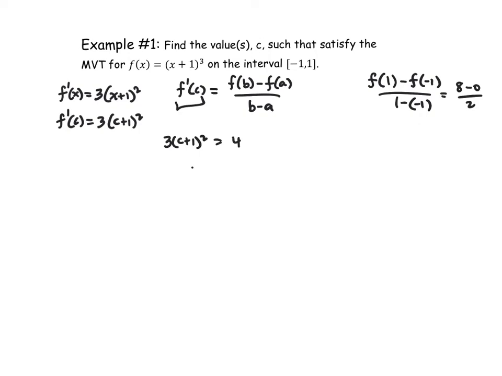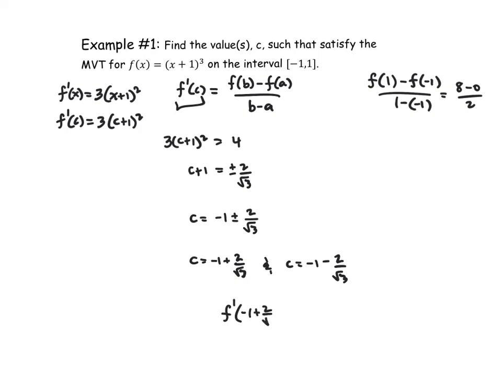Okay, I'm going to divide by 3 and take the square root. That'll be plus or minus. If I take the square root of 4, I get 2. Take the square root of 3, I get square root of 3. So it looks like c will equal -1 plus or minus 2 over the square root of 3. So c equals -1 plus 2 over root 3, and c equals -1 minus 2 over root 3. That tells me that f prime at -1 plus 2 over root 3 is equal to f prime at -1 minus 2 over root 3, which is equal to 4.